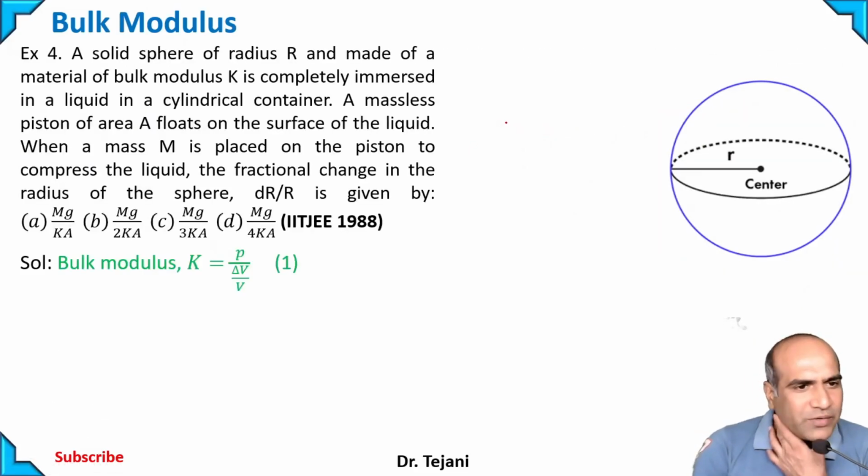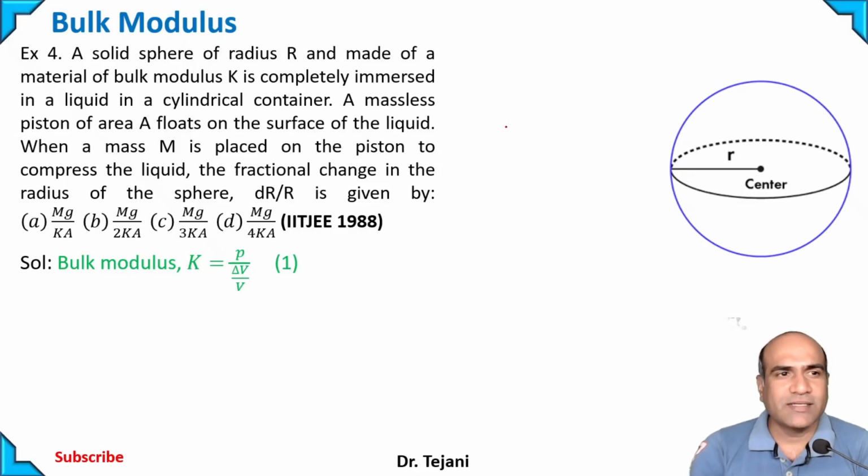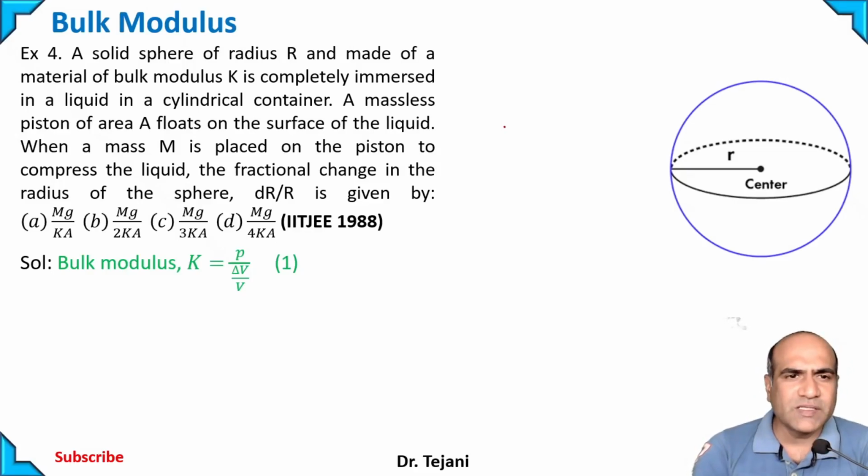One more example you can solve by yourself also. This was asked in IIT JEE 1988, so you should pause the video here and try to solve it. What is given? Example number 4. A solid sphere of radius r, made of a material of bulk modulus K, is completely immersed in liquid in a cylindrical container.